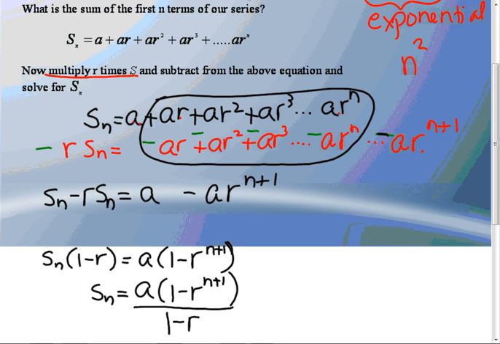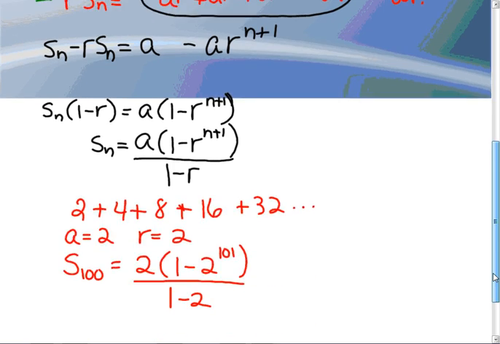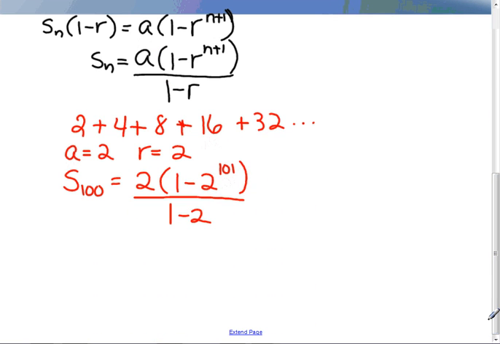So, is it positive or negative, by the way? It should be positive. Is it positive? 1 minus 2 to the 101, that's a negative number. 1 minus 2 is negative. So, yeah, it's positive. Okay.